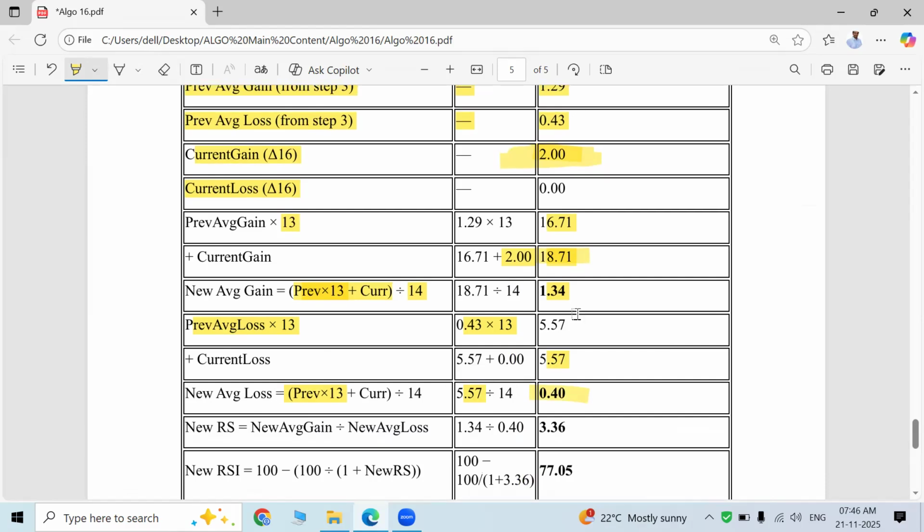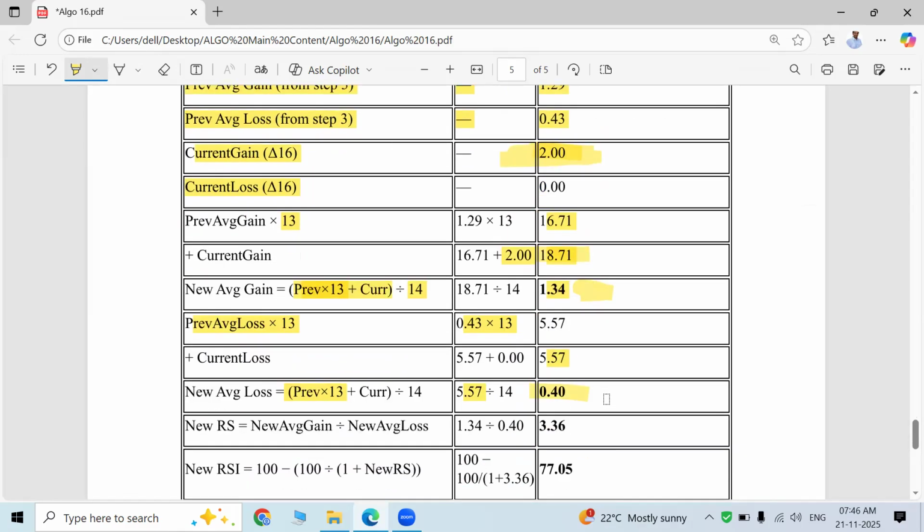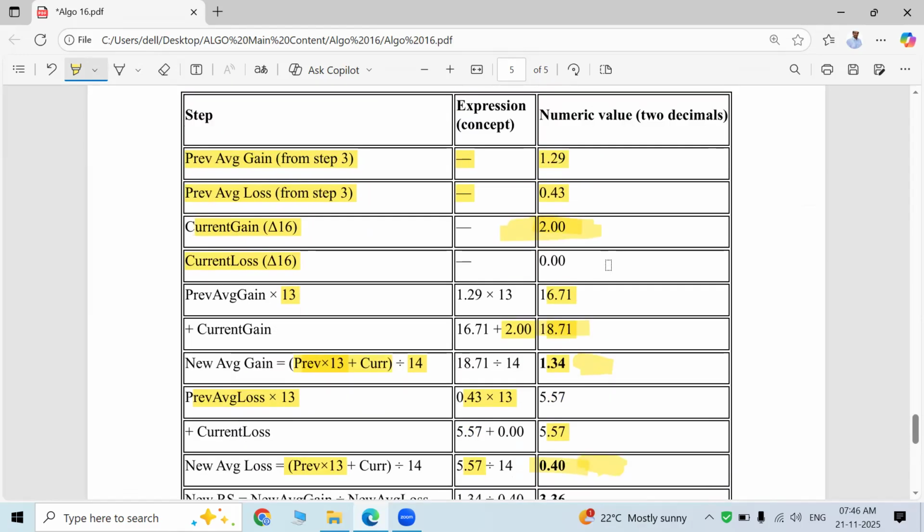You can see the gain is increased and the loss is decreased. Similarly over here also, the gain is added as the new part of the current gain, plus 2.